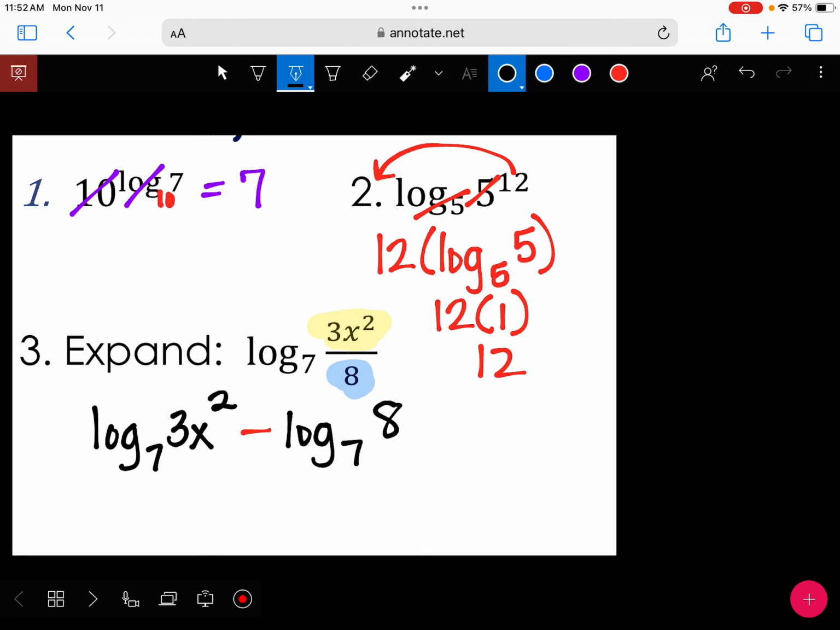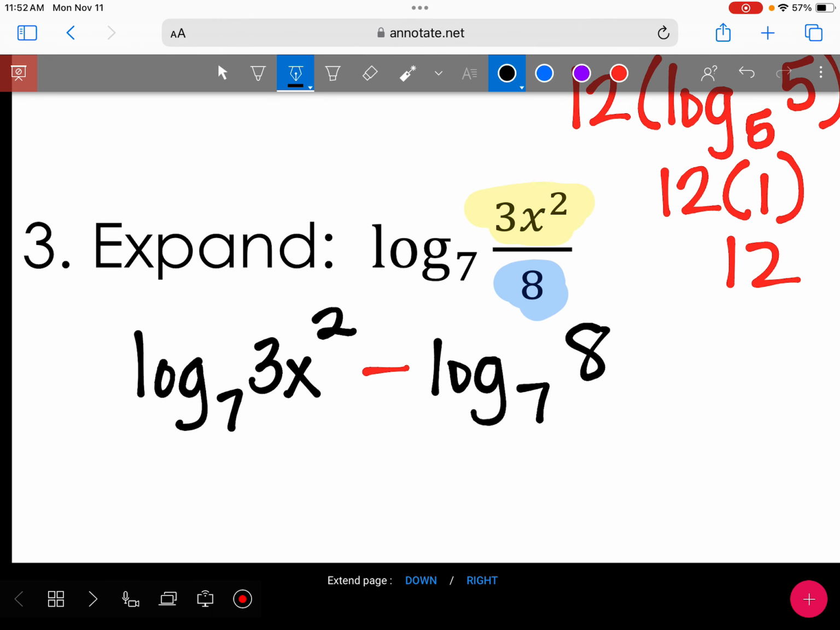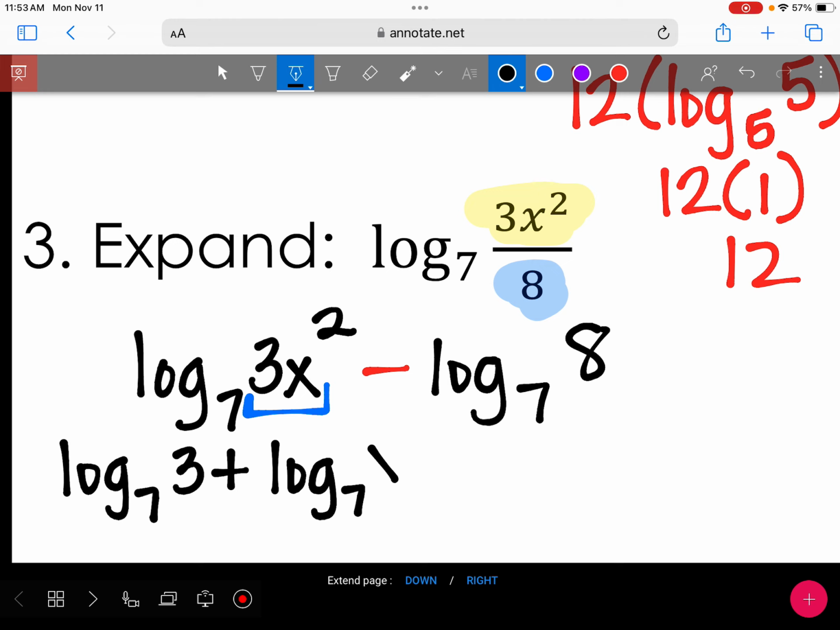And then we have the 3 and the x squared that are together. So this needs to be broken up. And how do you break up multiplication? With addition. So I'm going to break that apart to log base 7 3 plus log base 7 x squared minus the log base 7 8.